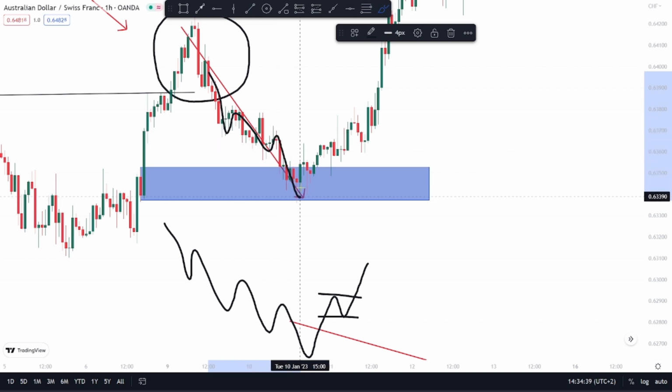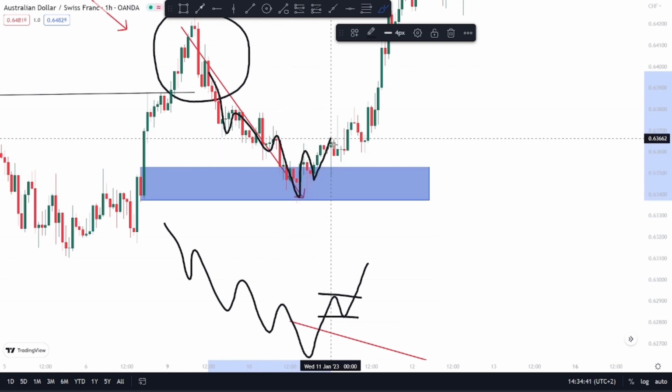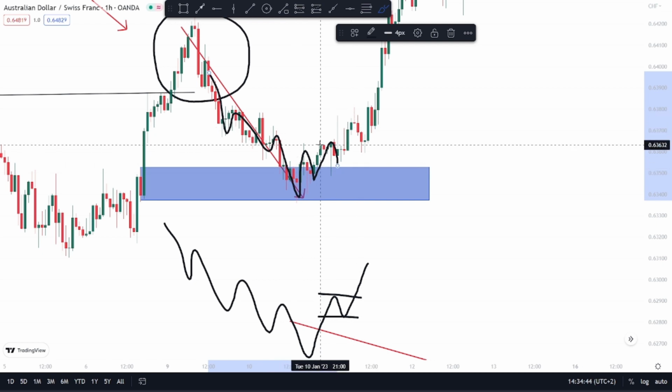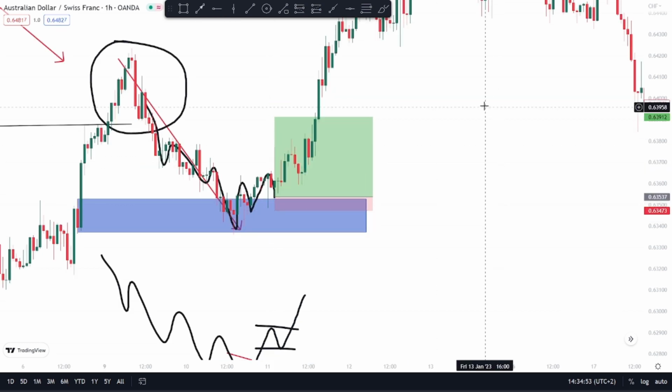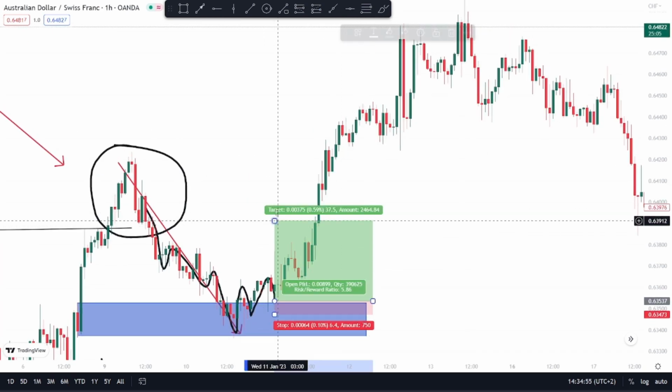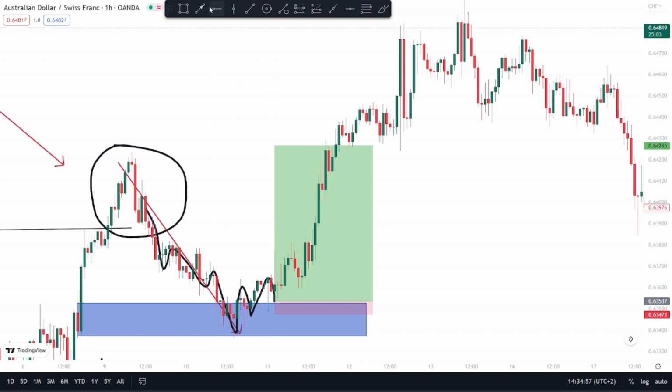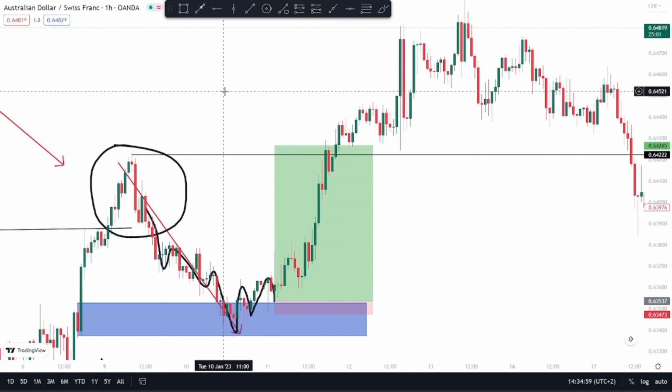The market pushed to our zone, and this is when it started changing in character, and this would be the right time to actually start taking your buys to push all the way to the upside. So this would be your first trade right here, where you take your buy to push all the way to the upside to your 90% rule, and this would be your TP.